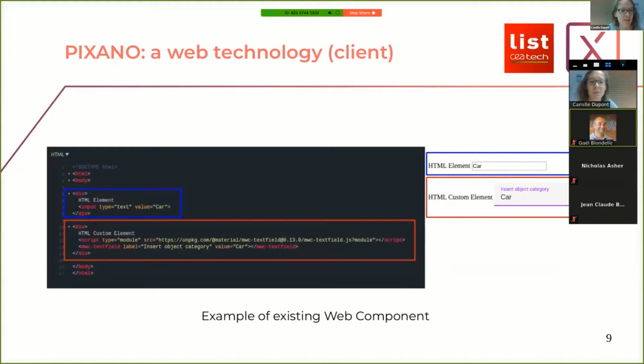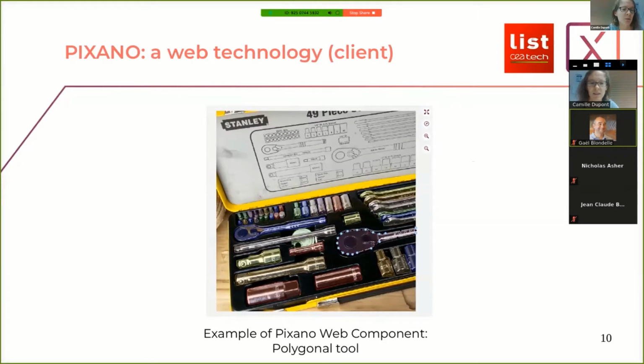So Pixano is basically the same thing. Instead of just displaying a nice input box, we're going to display images or videos that we want to annotate. So here's an example. We have a web component here that displays an image. We can just draw polygons around each object in the image. So that's the polygon tool.